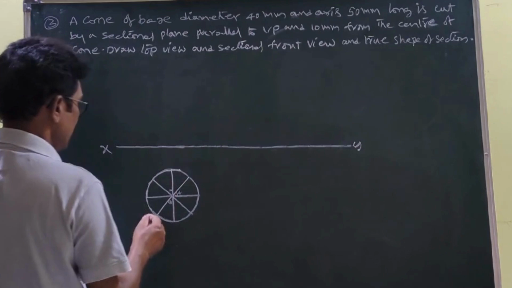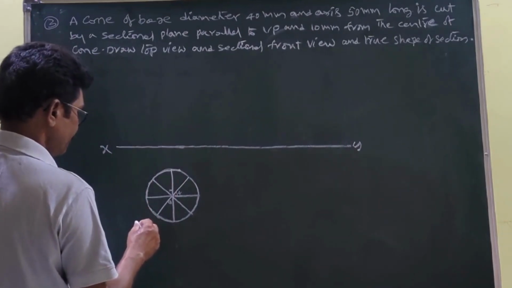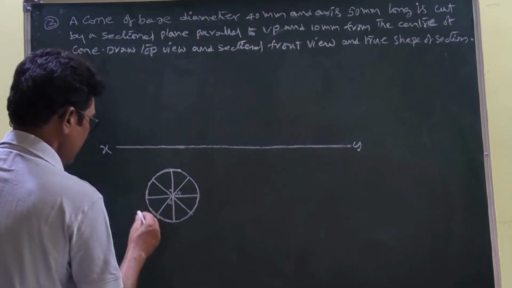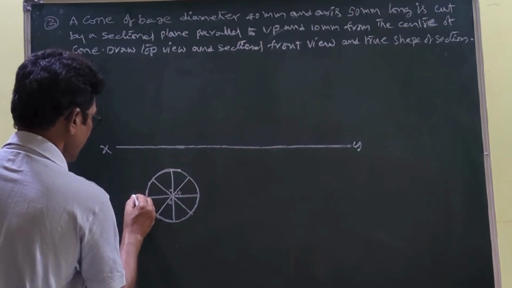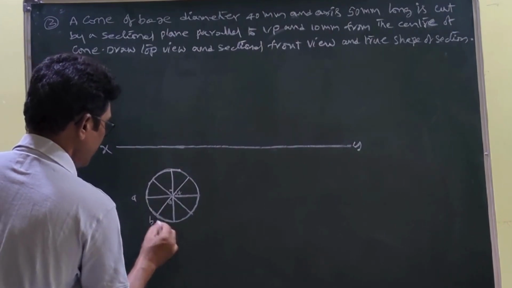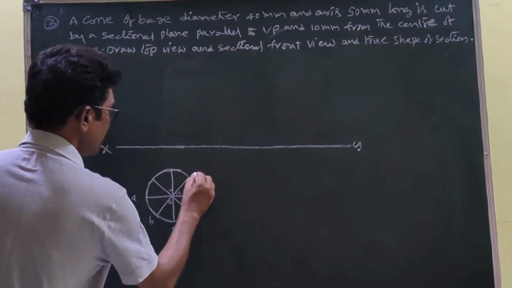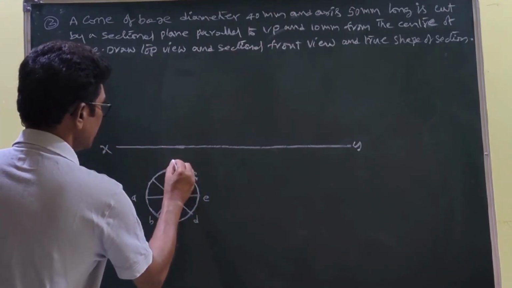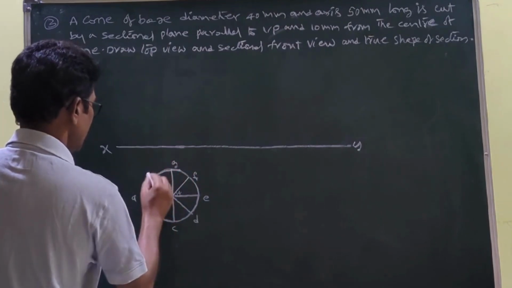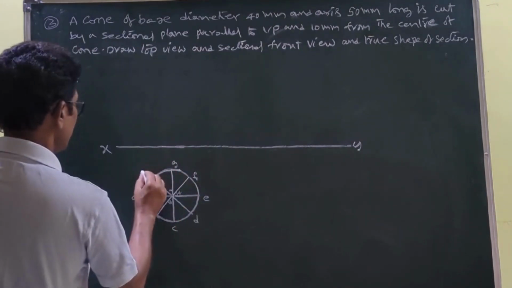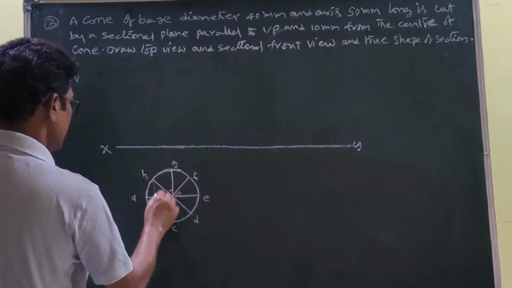This is the top view, so we can name the points. This is A, B, C, D, E, F, G, H.